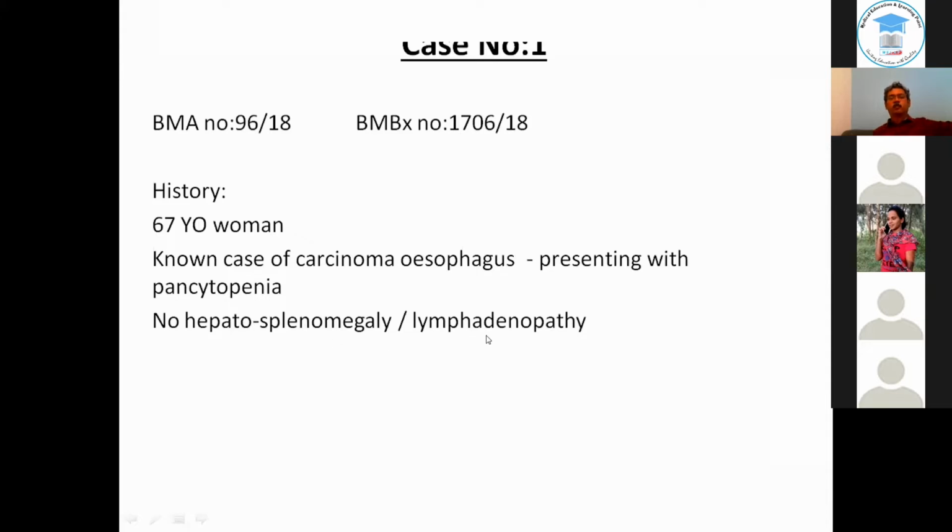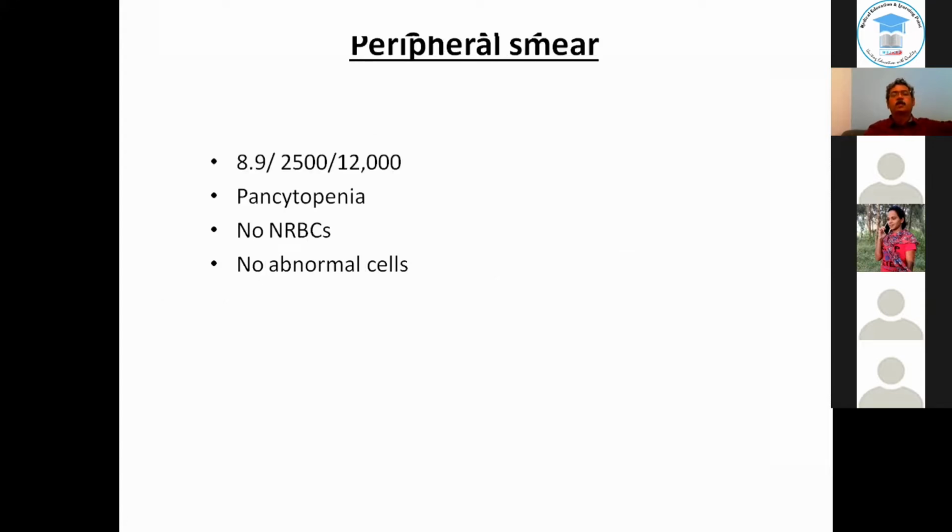Now, when a bone marrow biopsy is performed by a hematologist in a patient who has presented with pancytopenia and has CA esophagus or any carcinoma, he's got 2 questions in mind. One is, is it metastatic carcinoma? And the second is, and you'll see what the second question is. She really had pancytopenia. She had no abnormal cells on smear, and her counts were 8.9, 2,500, and 12,000.